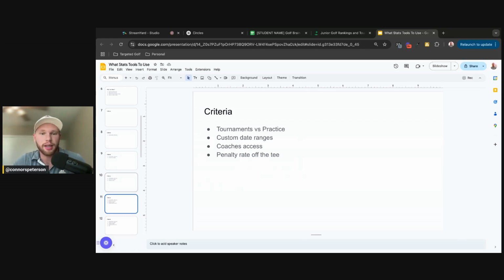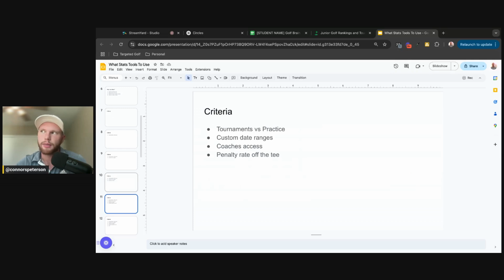If we know what your penalty rate is off the tee, and let's say it's 10%, well, we're essentially giving away 2 shots per round, assuming those are just hazards. If it's out of bounds, we're giving away 4 shots per round. So if we don't know that, and when you look at all your other statistics, we're going to be shooting ourselves in the foot. We're not going to have a lot of clarity on what's going on and why you're struggling. We're not going to be able to quantify.